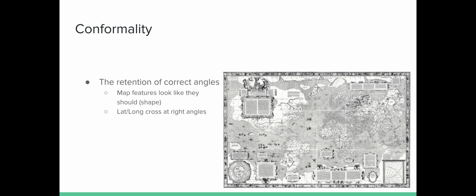So conformality is shape. All right, it's where we take the angles that are on the globe and we're able to transfer them onto a flat surface. Okay, so if we have proper angles, it means that we have proper shapes, right? Think, a square is four lines, and the angles are all 90 degrees and all that. So if we can maintain these angles and how these different lines meet, we're going to maintain proper shapes. And a clue that you're dealing with a conformal projection is that the latitude and longitude lines will cross at right angles.